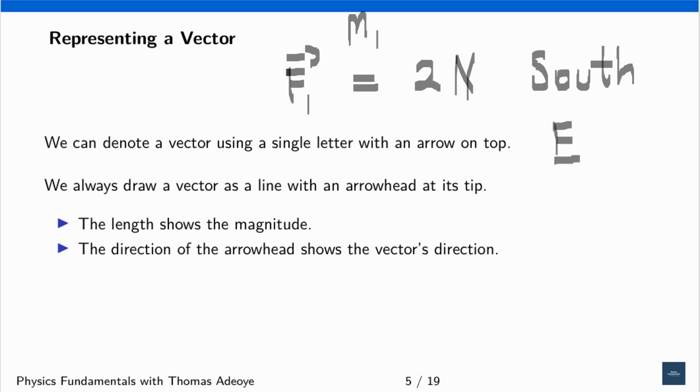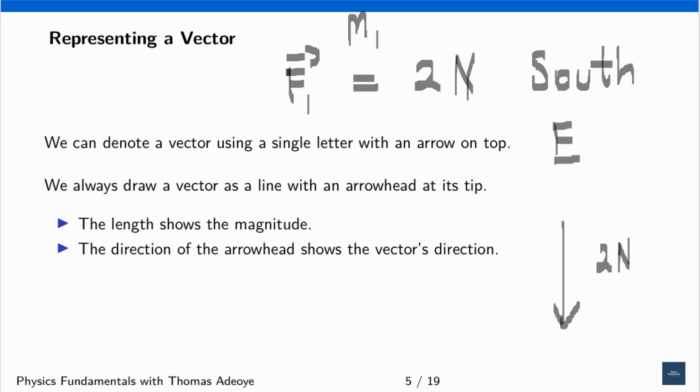Okay, let us assume this force of 2 Newton south can be represented like this. You just draw a straight line. So the length of this line indicates the magnitude, which is 2 Newton. And with an arrowhead, there has to be an arrow on its head. And look at where the arrow is facing.